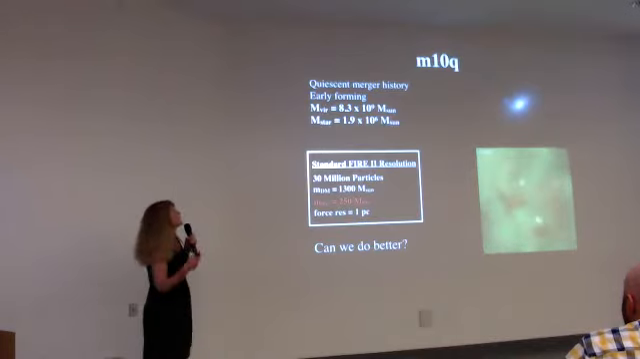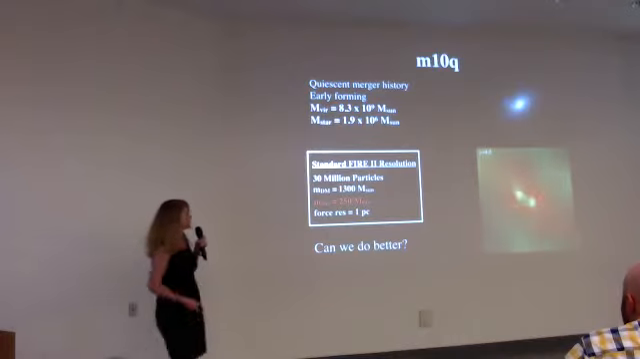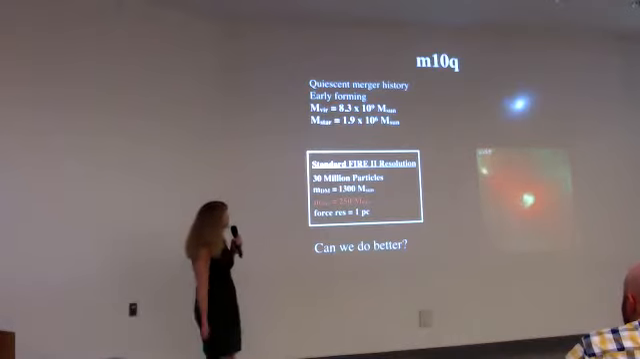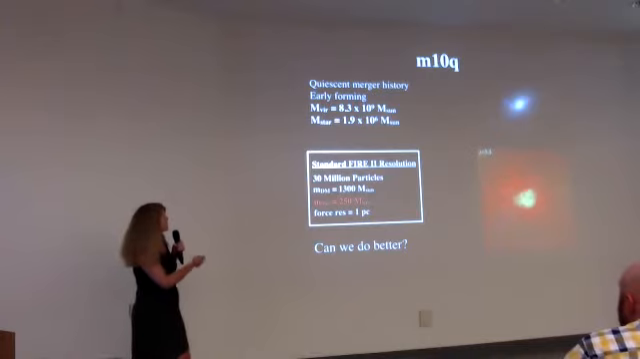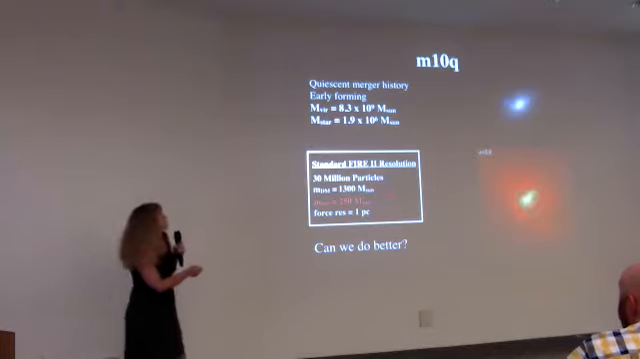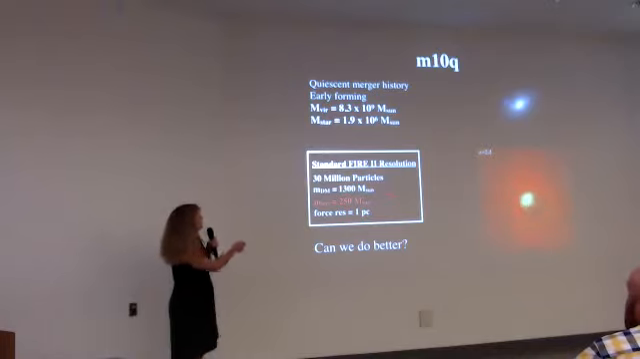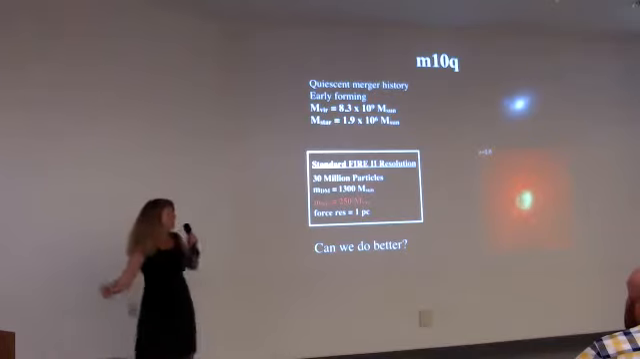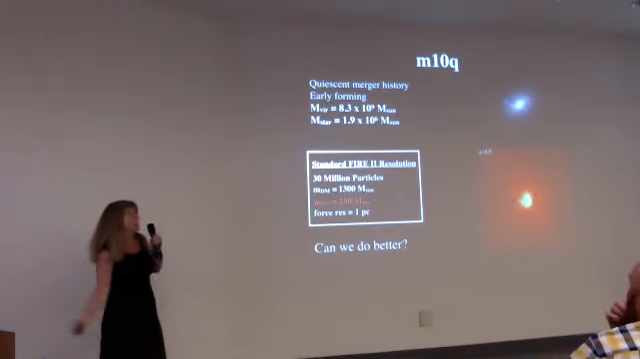Okay, so I'm going to talk primarily about one of our dwarfs. m10q has a quiescent merger history. It assembles most of its mass early. In our standard FIRE-2 resolution, which is pretty high resolution, 250 solar masses per baryonic particle, it forms just a little over 1 million solar masses. Now this is pretty high resolution. This is what I've been talking about the last couple years. But can we do better?